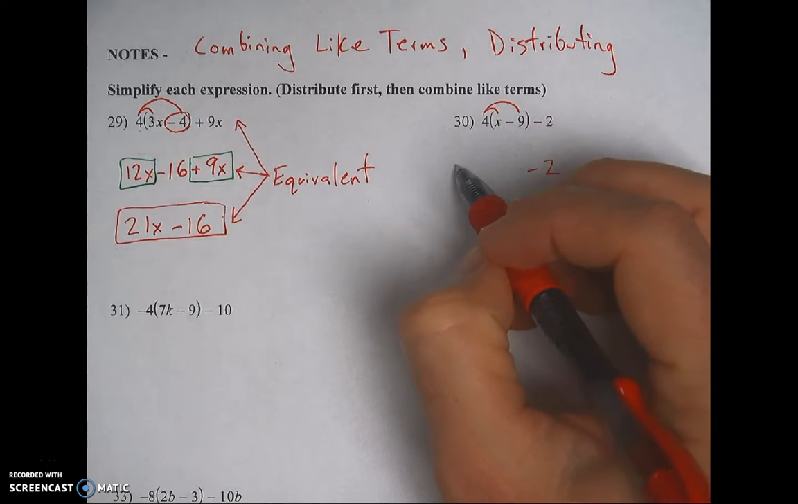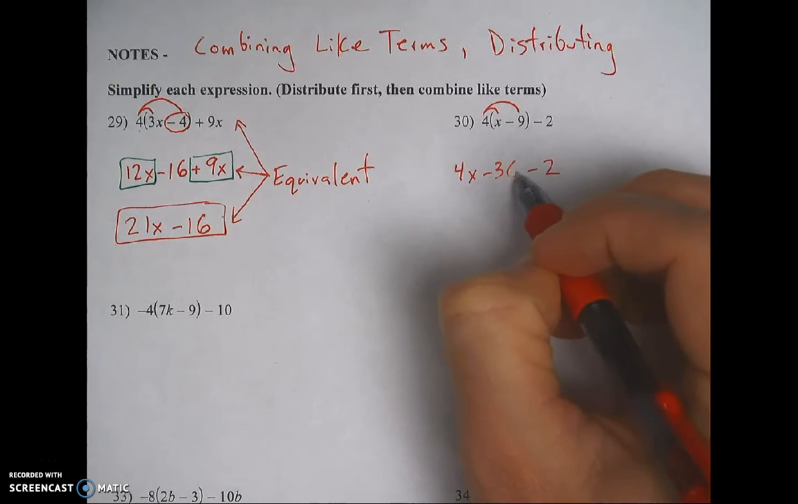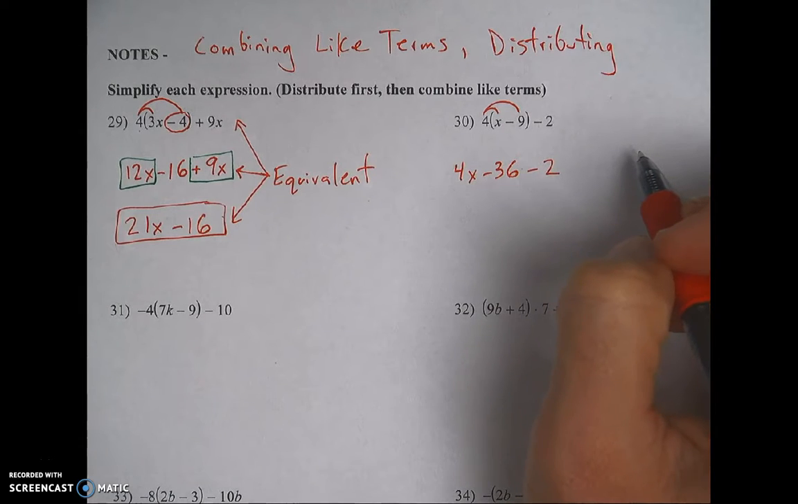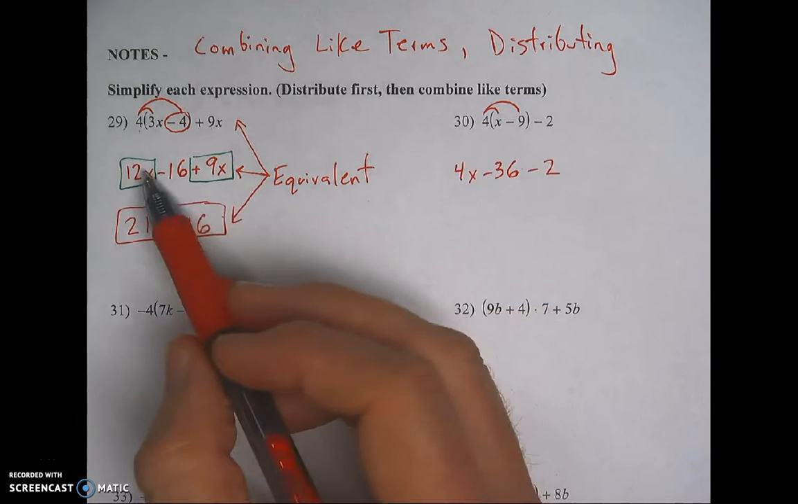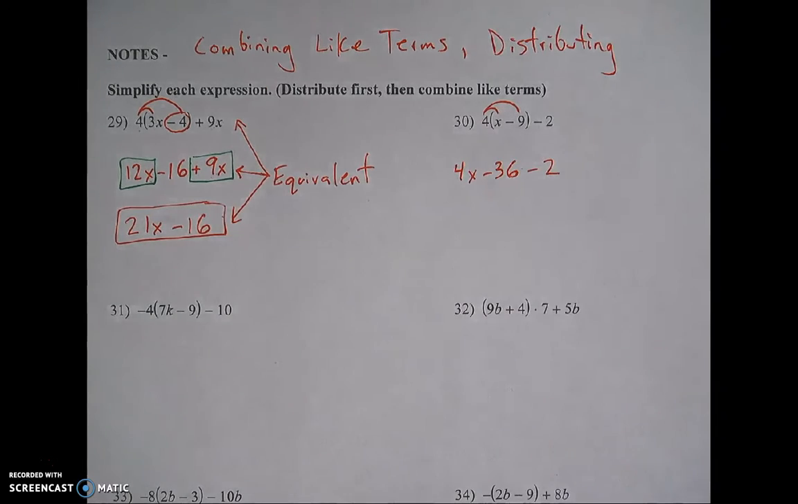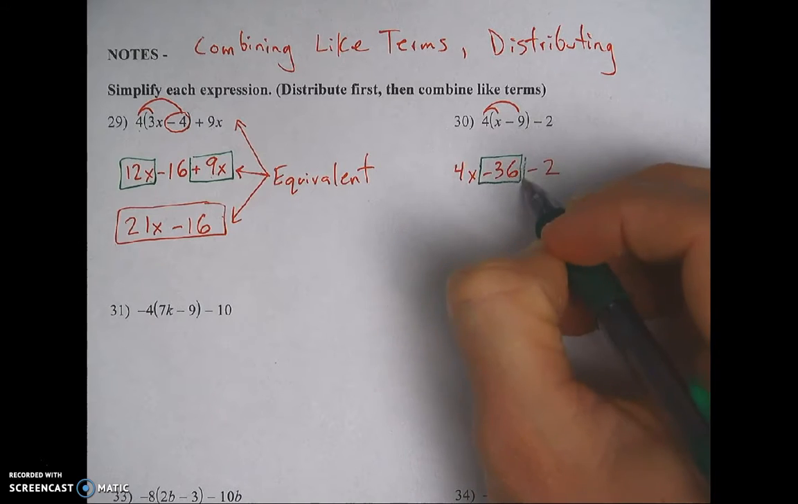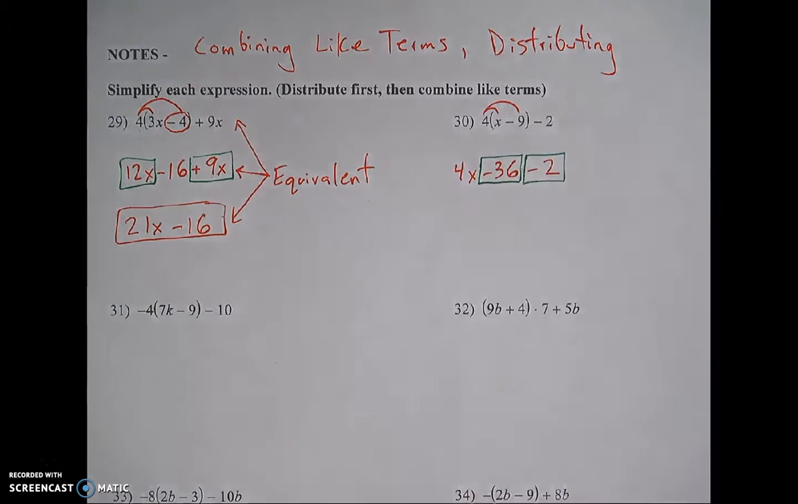So I've got 4x minus 36. Alright, so like I said, over here I had two of the same things that had a variable. Over here I don't, but I have two things that don't have variables. So those two are my like terms, and those can be combined.